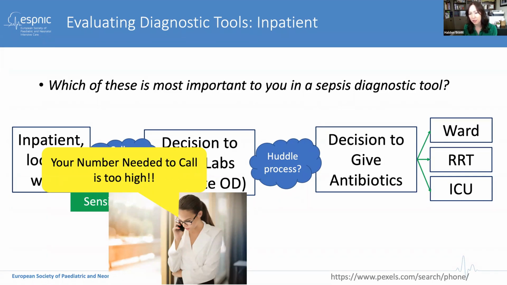A huddle process is similar. And then when we're giving antibiotics, again, we need to balance the positive predictive value. So really, the tool that you choose should have test characteristics that make sense for the point in your workflow where you're implementing it.